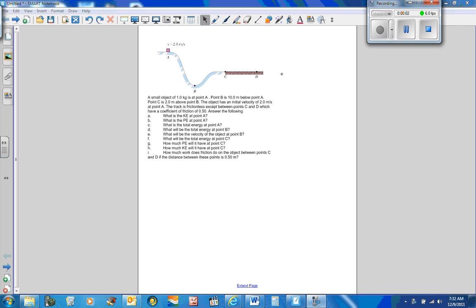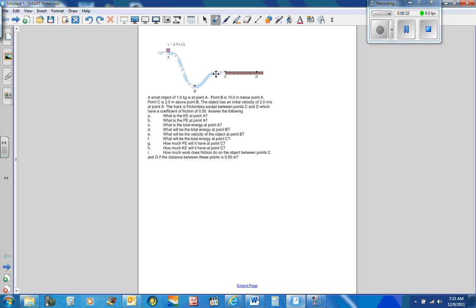This is on the semester test review sheet, and I forget what number it is, but it's near the end. It's number 11 actually. So if we look at this one, a small object, 1 kilogram at point A, and you can see it's moving with 2 meters per second. Point B is 10 meters below point A.